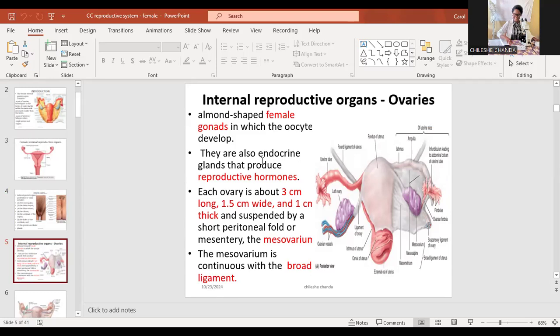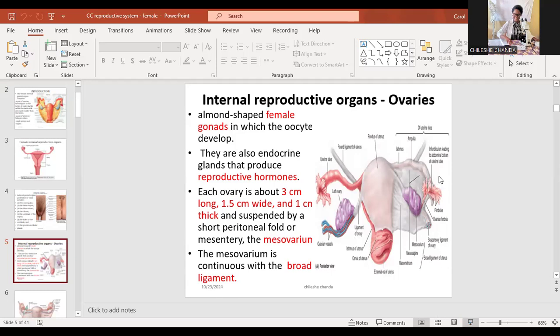All right. Each ovary is about 3 centimeters long, about 1.5 centimeters wide, and about 1 centimeter thick, and suspended by a short peritoneal fold or mesentery, also known as the mesovarium.